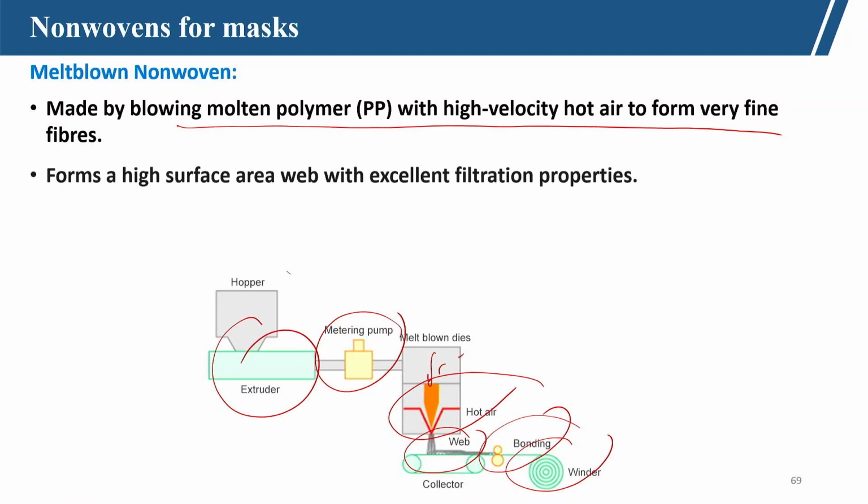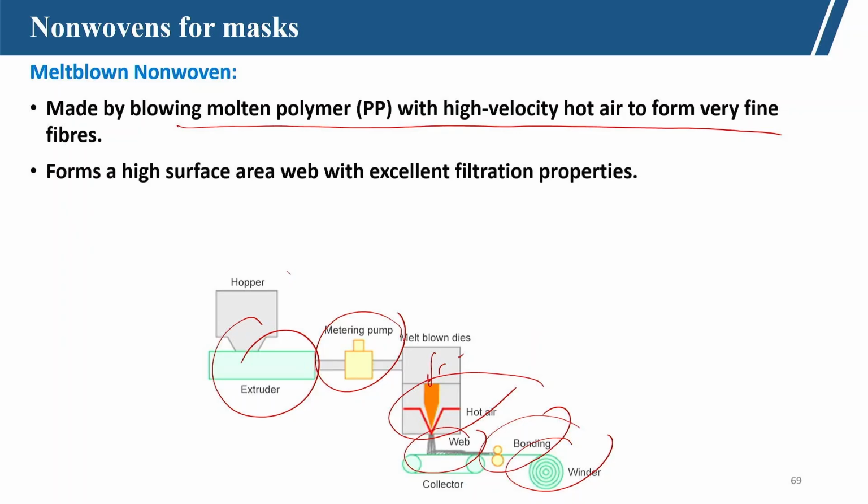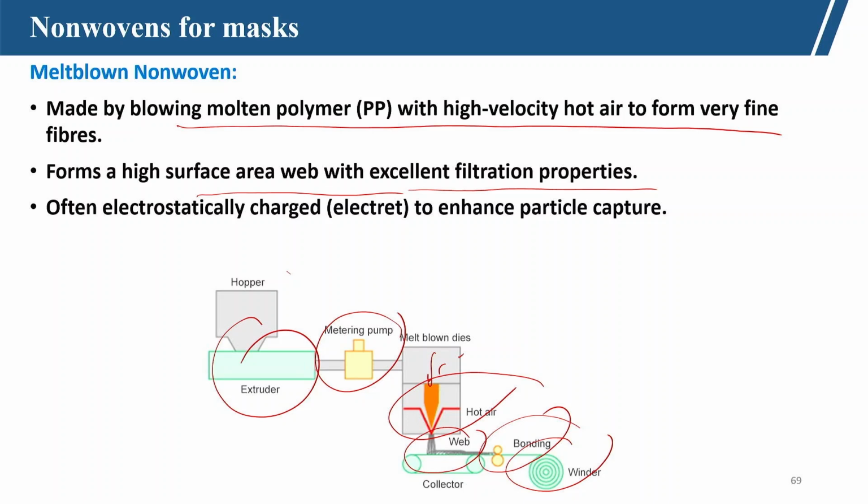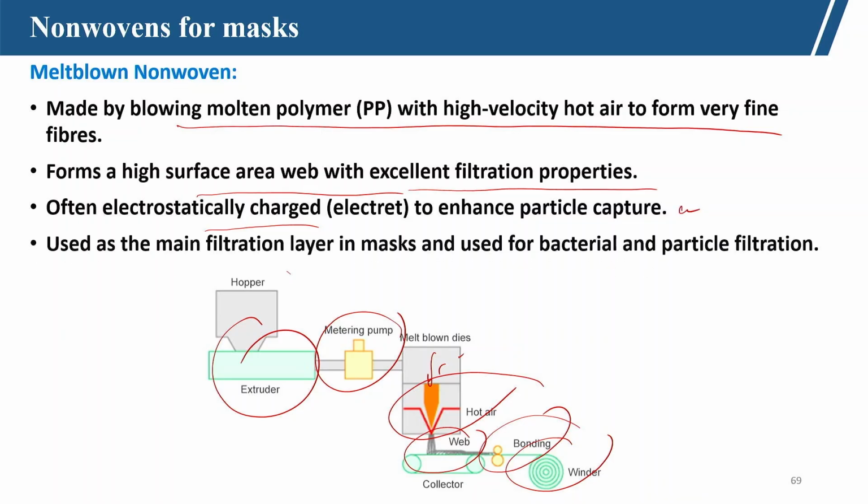Ultimately after bonding we get very fine fiber, the melt blown structure, and it forms a high surface area web with excellent filtration properties. It is often electrostatically charged, so electric charge enhances particle capture, as we have already discussed. Melt blown is used as the main filtration layer in the mask. Spun bond layers have a different function, and are used to filter bacteria and particles.